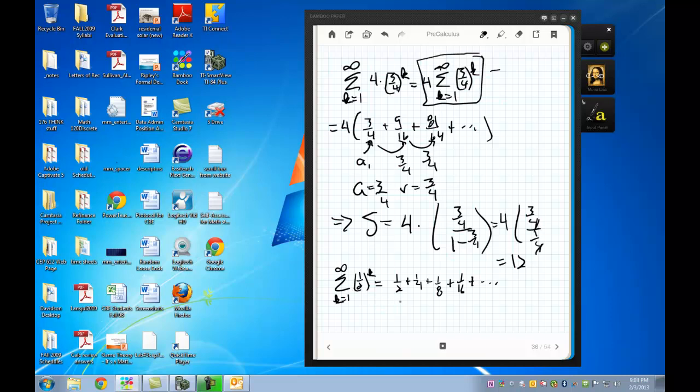Well, is it geometric? This is my first term. This is A, right? I'm going from one term to the next by multiplying by a common ratio, which is 1/2, which implies that my infinite sum is equal to A, which is 1/2 over 1 minus 1/2, which is 1/2 divided by 1/2, which is 1.